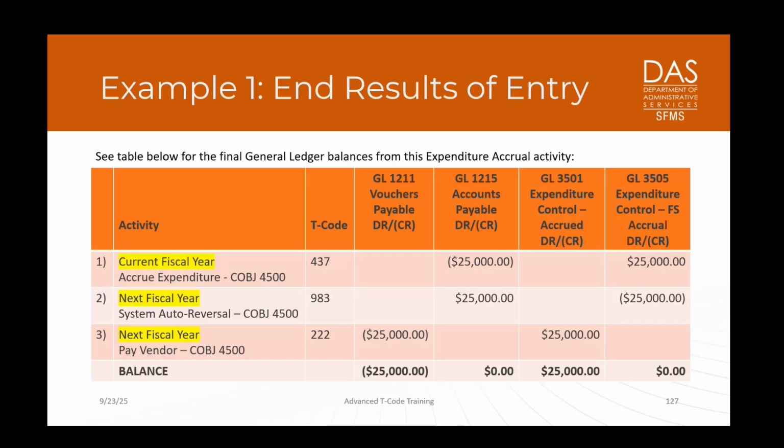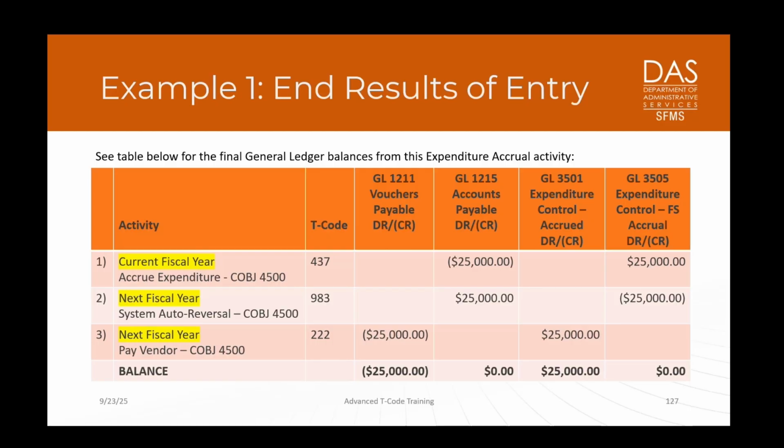And then we have the end results of the entry here. The first item is the current fiscal year. We've got our T code 437. You can see it will auto reverse the next fiscal year. No action is needed on your part. The system will do that automatically. And then you can pay the vendor. So we'll have that activity at the end correctly reported. Steps 2 and 3 will offset each other in fiscal year 26.